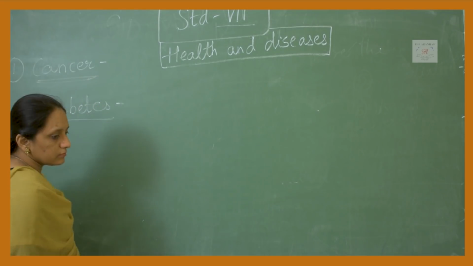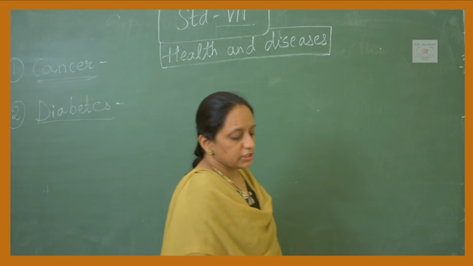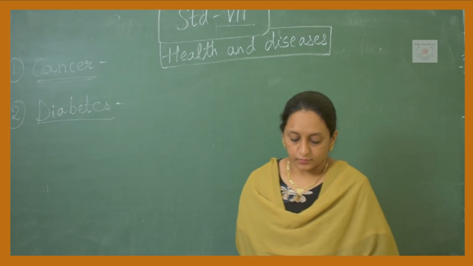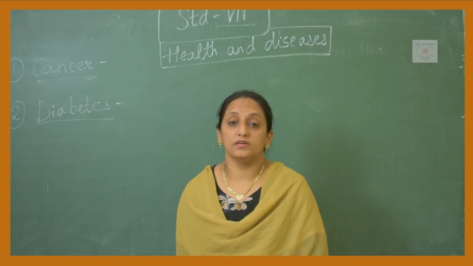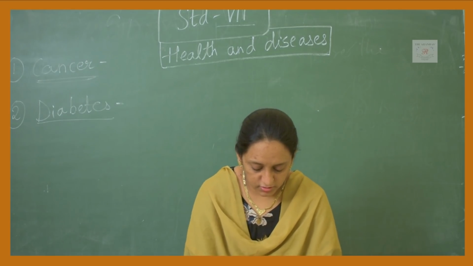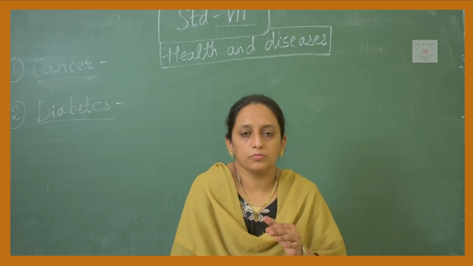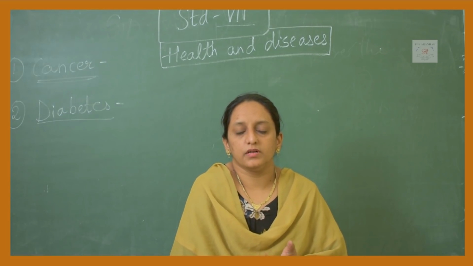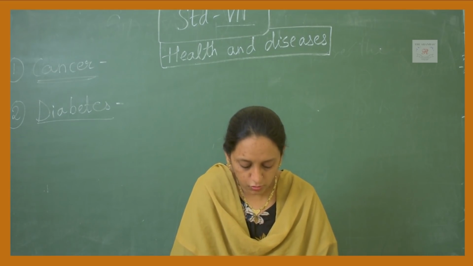Diabetes can be caused to any age person. It is not that only a person above 50 years will get diabetes. It can affect any age person. See, what is this diabetes? Sugar level. You come to know. Diabetes means sugar level. अब बोलते हैं sugar high हो रही है, sugar level low हो रही है.